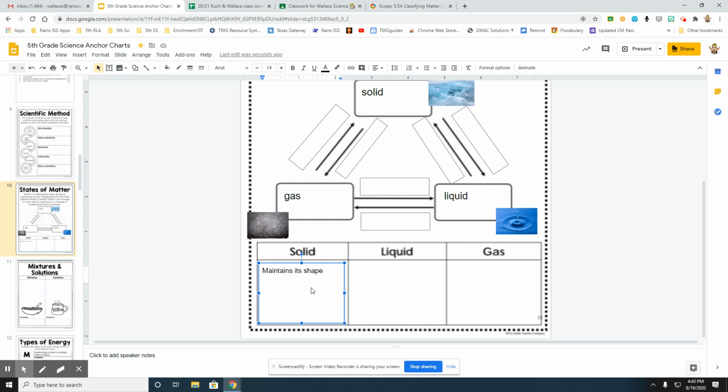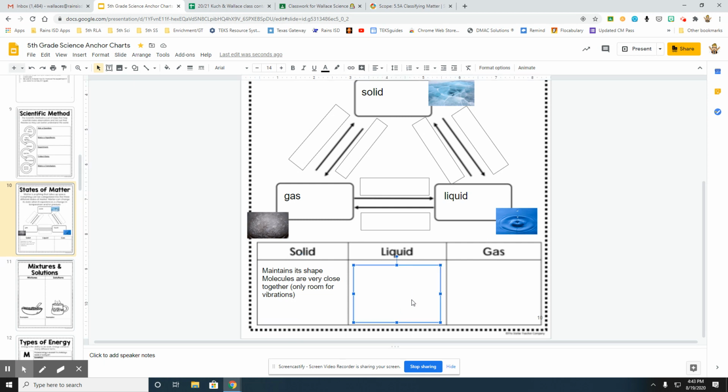If we were able to look at the molecules that make up the solid, we would see that they are very, very close together and there's hardly any room for them to move. So the molecules are very close together, right? There's only room for vibrations of those molecules. They are not bouncing around at all. They are maintaining its shape.